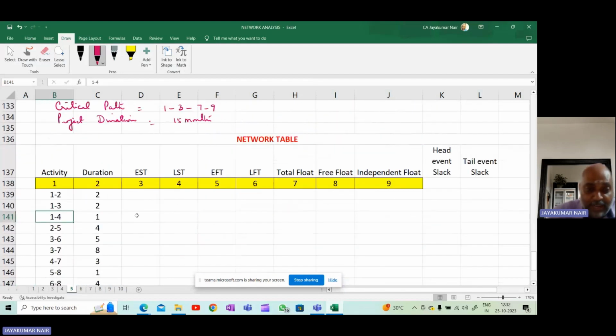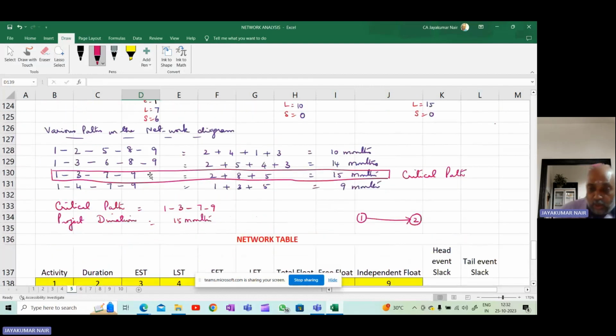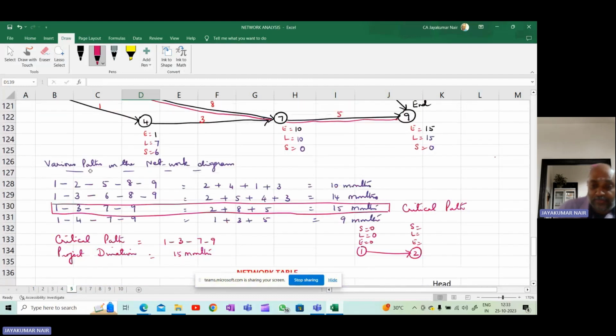So you have to fill in for each activity here. For an activity, I'll just write it here to make you understand. This is the first activity 1, 2. I'm just copying this 1, 2, and I know the E value is 0, L value is 0, and the slack is 0. And here the E value, L value, and S value: E value is 2, L value is 7, and S value is 5.